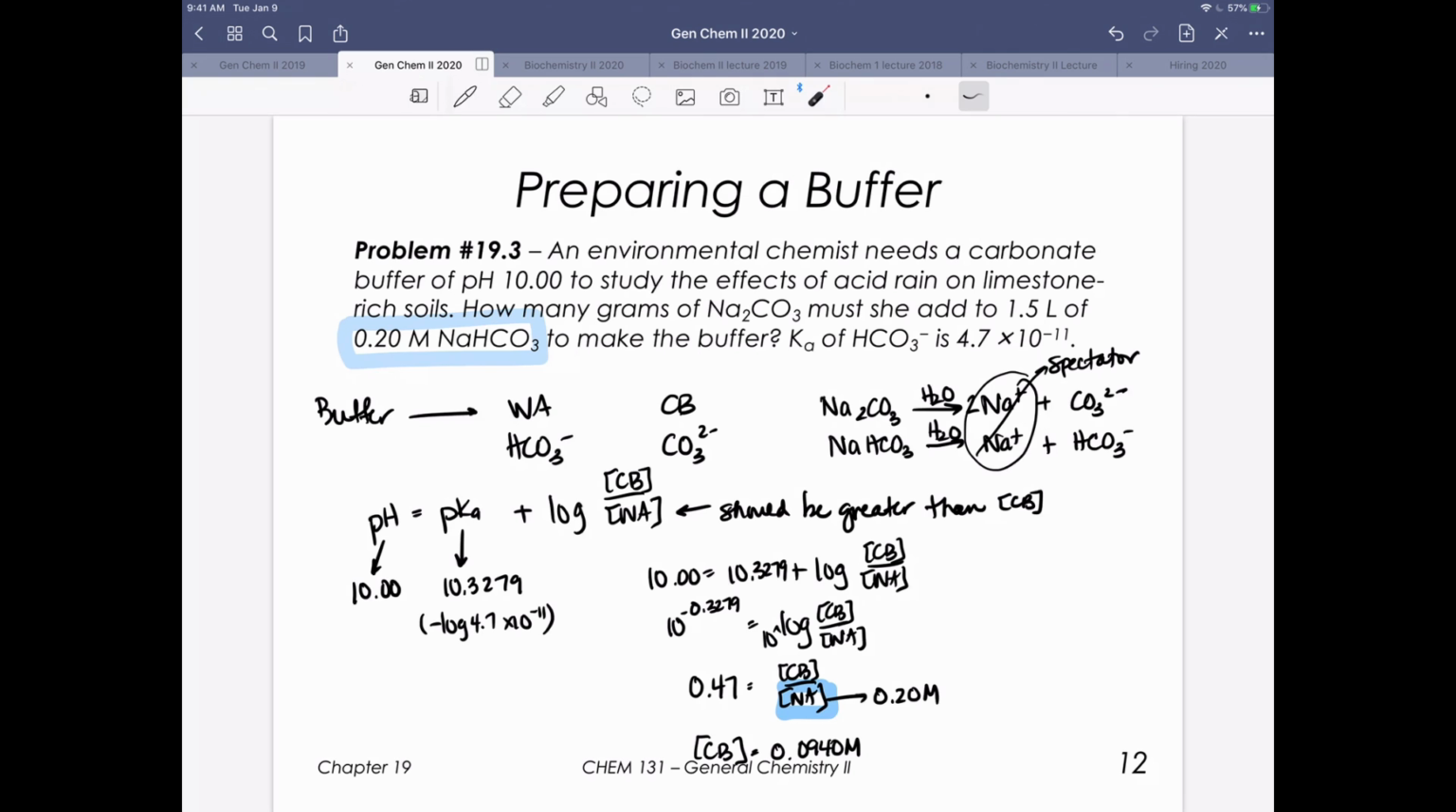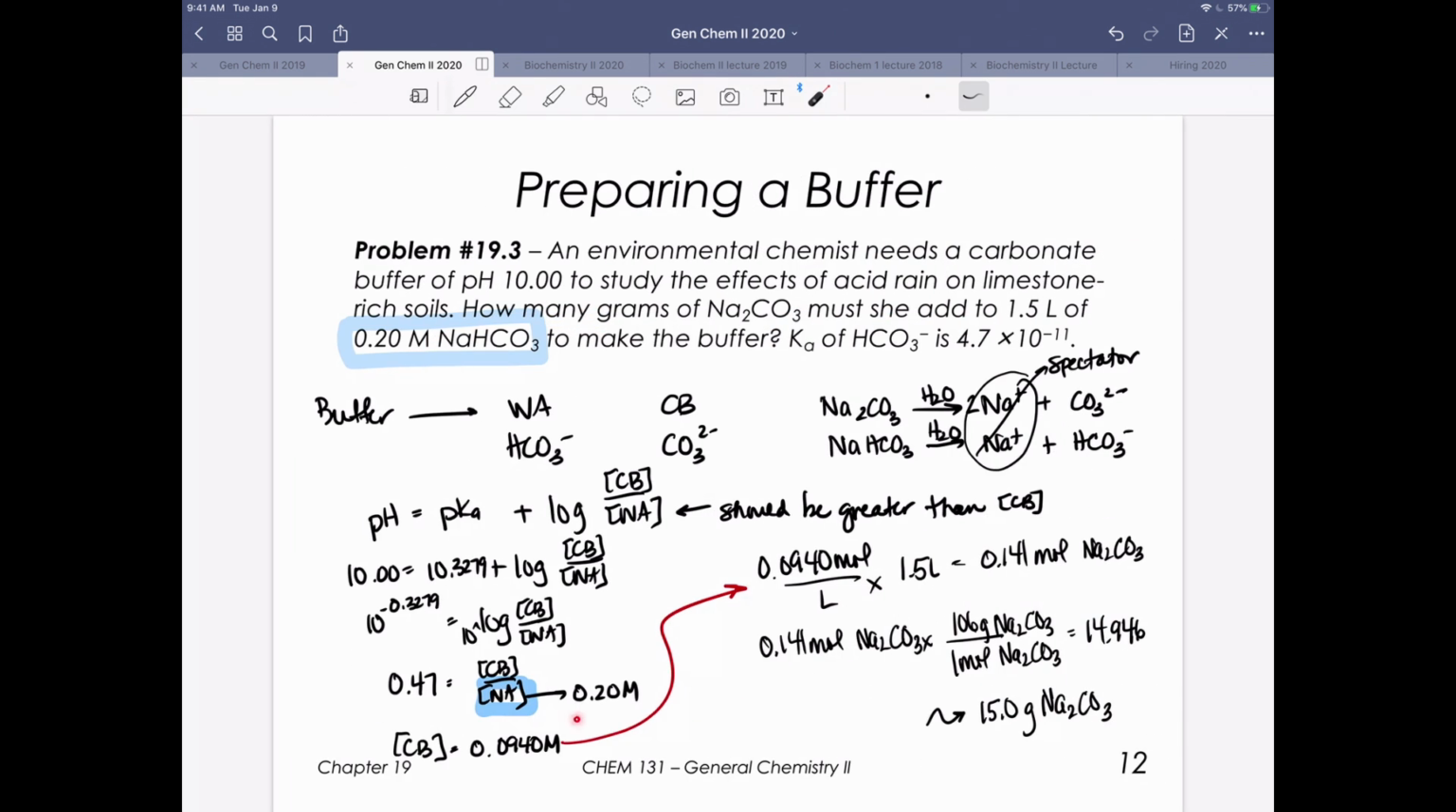So take a minute and see if you can figure that out. Pause the video, or again, let it play if you want to see the worked out solution. Knowing that the conjugate base concentration needs to be 0.0940 molar, if I want 1.5 liters of that solution, I can use that to tell me how many moles of sodium carbonate I need. And then I can use the molar mass of sodium carbonate to tell me the number of grams. So hopefully that worked through solution made sense. And that's the first quantitative piece we're going to deal with here.